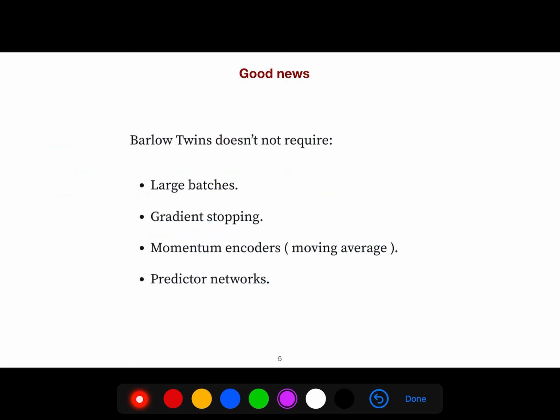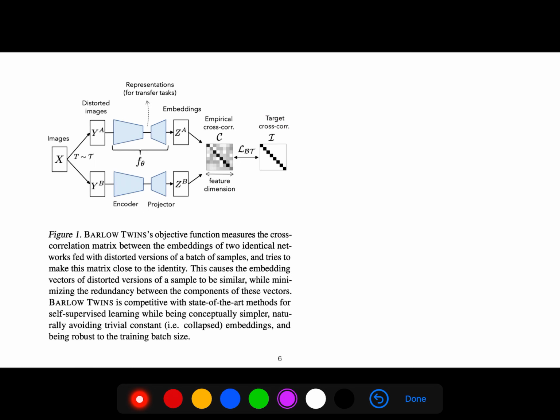The good news is you don't need large batches, you don't need gradient stopping, you don't need a momentum encoder, that exponential moving average that in algorithms like SimSiam and BYOL we were talking about. You don't need a predictor network like the algorithm of BYOL. So this is the architecture, so simple. You just create this empirical cross-correlation matrix and everything is very simple and symmetric. You have the encoder and projector for the distorted images. Up to here it is just the augmentation, and the rest is very simple.